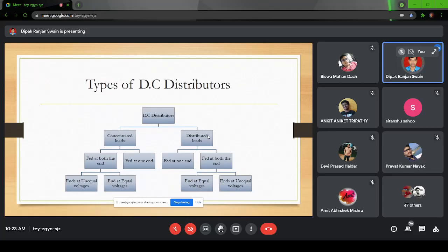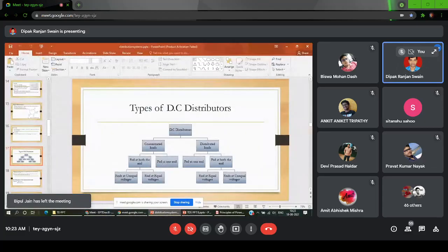Generally, when you solve problems, you will see that the loads are not only concentrated type, they are also distributed type. Similarly, distributed loads can be fed at one end, fed at both ends, and with equal voltages only. Each section will have different problems and different ways to do the calculation. So next class we will start with the calculation part. How to solve problems when it is fed at one end or at both ends, whether it is concentrated or distributed, or whether it is equal or unequal voltage fed at both ends. Next class we will start from this point. We can stop now. Anyone who needs to ask any question on this, you can ask, otherwise we can stop.